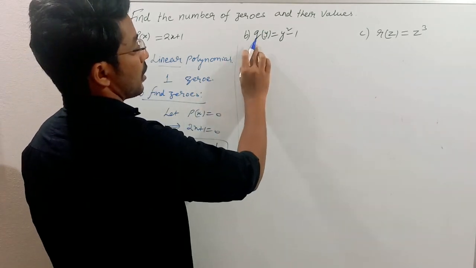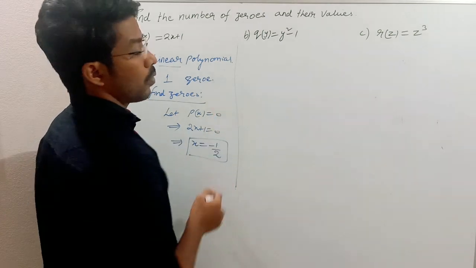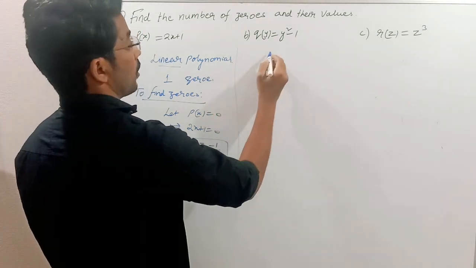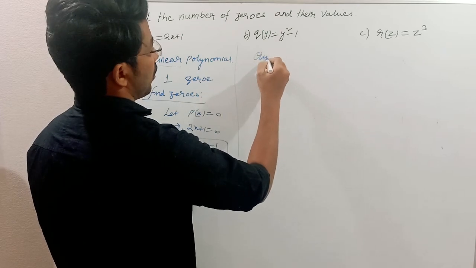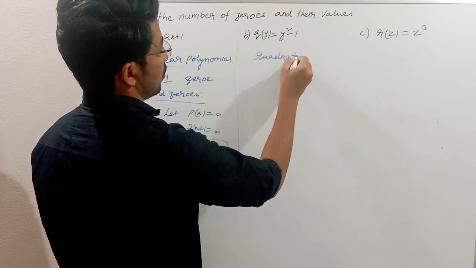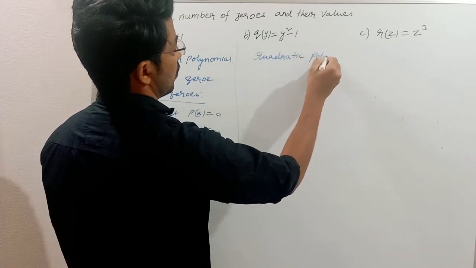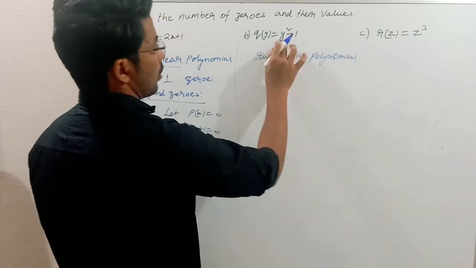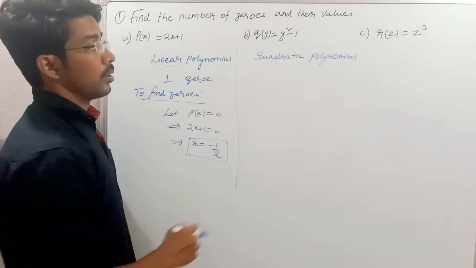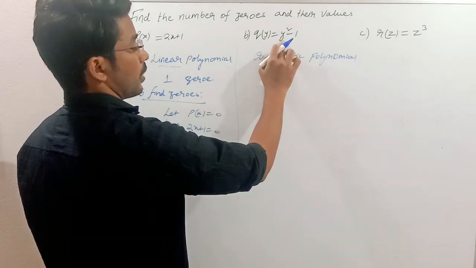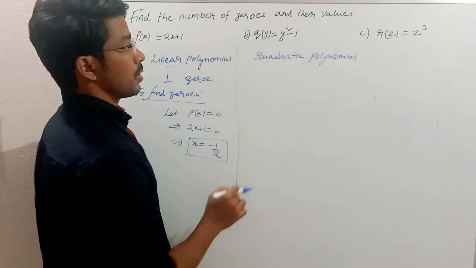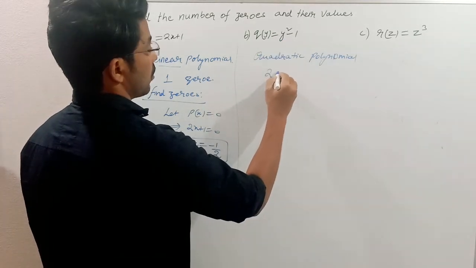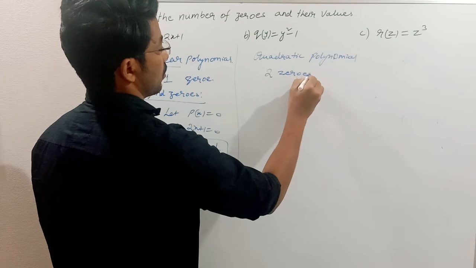Next, the second question, q of y is equal to y square minus 1. So it is a quadratic polynomial. So quadratic polynomial degree is 2. So as it is a quadratic polynomial, it has 2 zeros as the degree is 2. So number of zeros, 2 zeros.